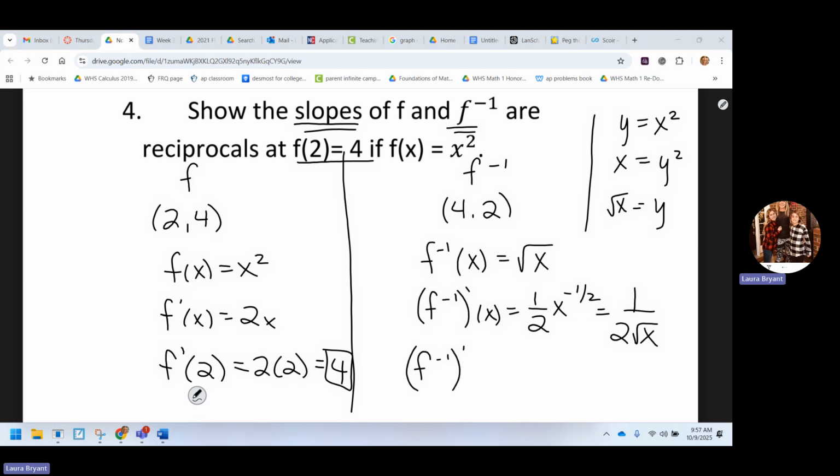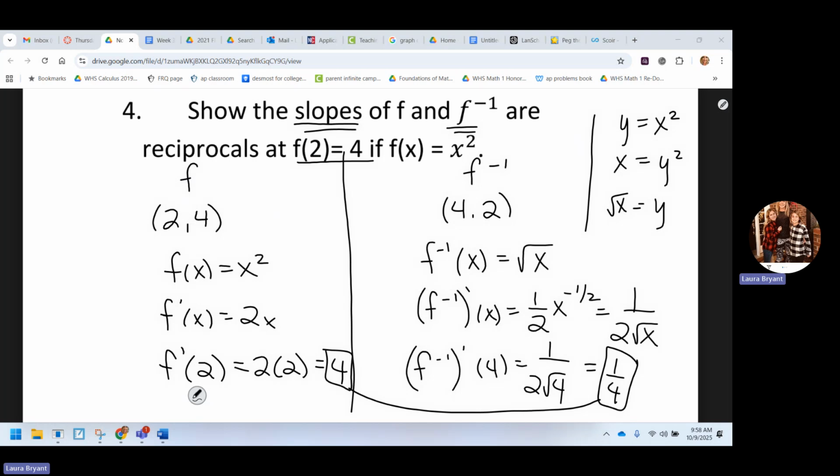And then when I'm working with inverses to find the derivative, I'm not gonna plug in the same x value because my x values and y values are flip-flops. So I'm not using 2, I'm using 4 because I'm on the inverse side. So I'm gonna plug in 4 and I get 1/2 square root of 4. And so square root of 4 is 2, so this works out to be 1/4. And yes, these are just reciprocals of each other, not opposite reciprocals, just like the flip of each other.